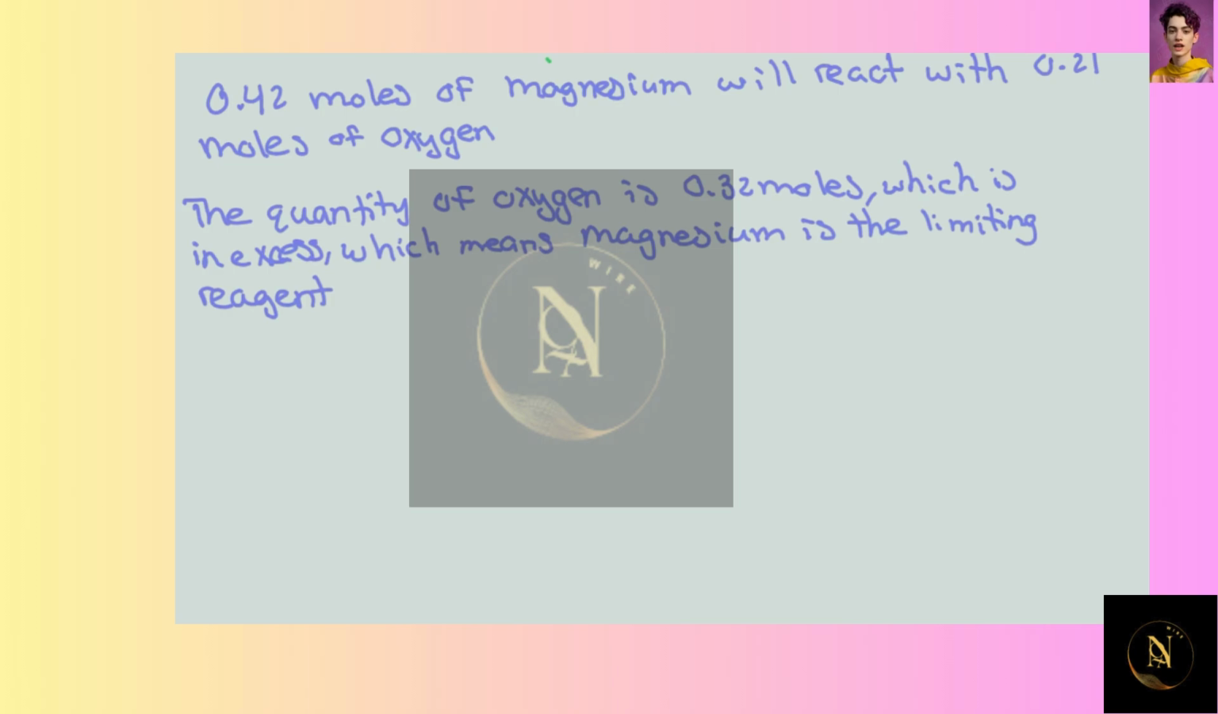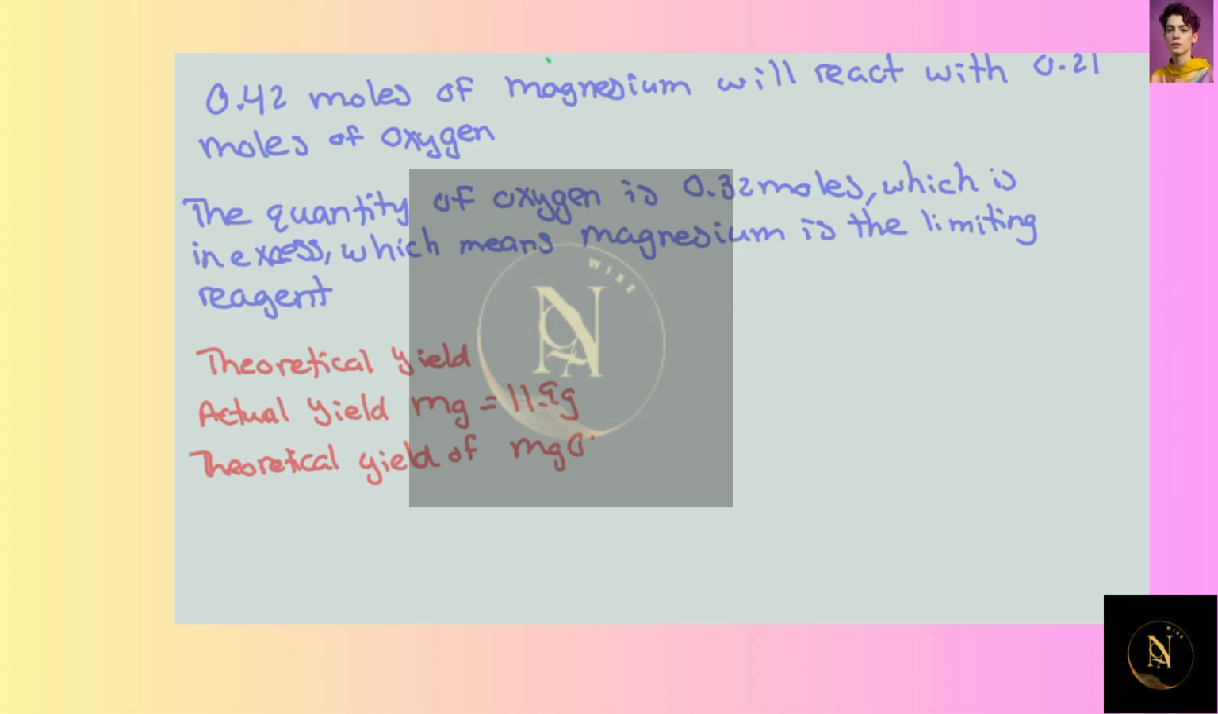We're going to determine the theoretical yield. The actual yield of magnesium oxide is 11.9 grams, and the theoretical yield of magnesium oxide is 16.83 grams.